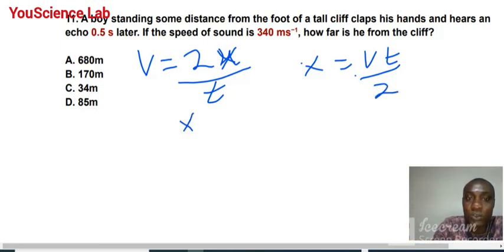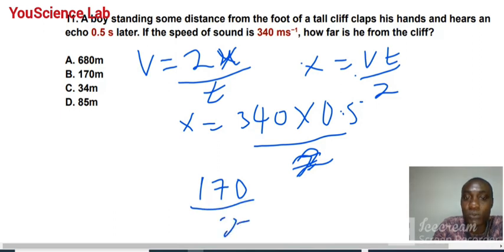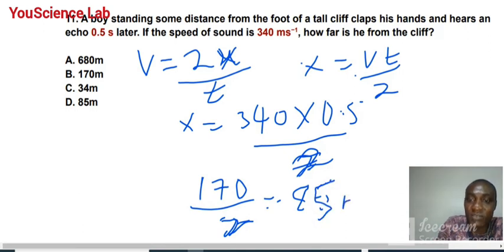So x is going to be equal to 340 times 0.5 divided by 2. Now when you are multiplying by 0.5, you are actually dividing by 2. So this is going to give us 170 divided by 2, and that's going to give us 85 meters. 85 meters. So the correct option is option D.